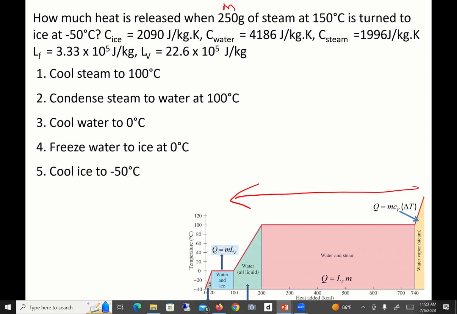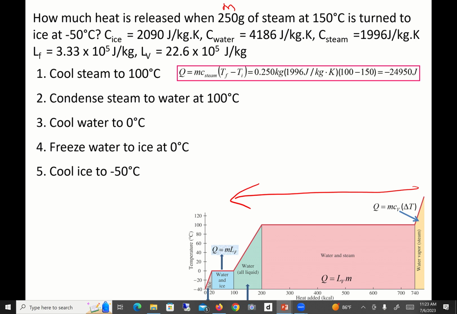So for each step, I'm going to have a heat. So the heat for changing the temperature of the steam from 150 to 100, it's just going to be MC times the delta T. So it's going to be M, 250 grams, 0.250 kilograms. And now I need to put in the specific heat for steam, which is different to the specific heat for water, and it's different to the specific heat for ice. So I need to put in 1996. And then the temperature change is the final temperature, 100, minus the initial temperature, 150. So I'm going to get a negative energy in joules.